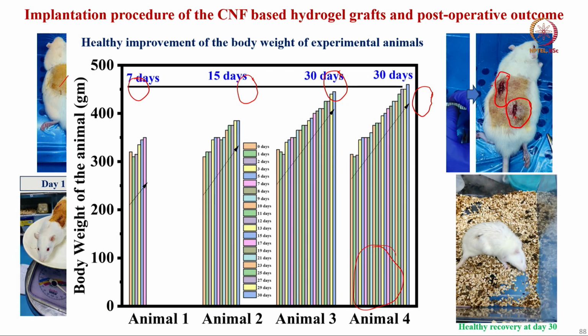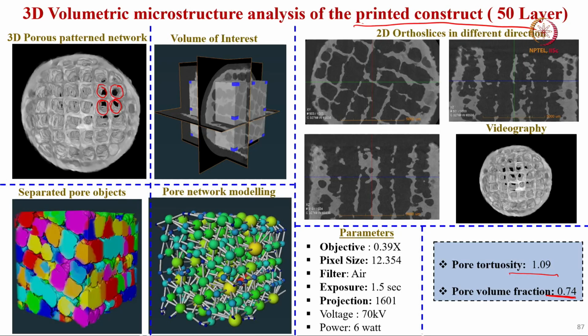One of the things that we regularly monitor is the animal body weight, and over the time from 0 to 30 days, at regular intervals when we took the animal body weight, it shows a progressively linear increase, leading to almost 450 gram animal body weight when you start from around 250 or 300 gram of initial weight.